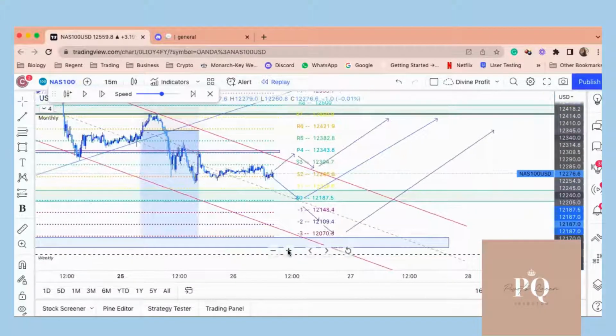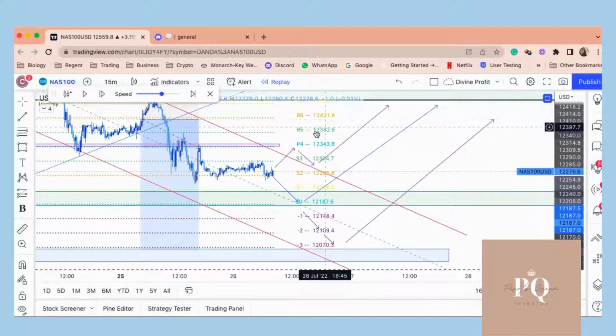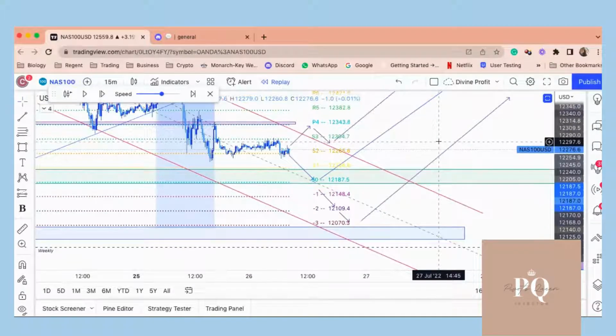I actually didn't even enter a trade on Tuesday. I just moved my stops to break even, moved my stop into profit, and let the trade play out and watched to see what ended up happening.